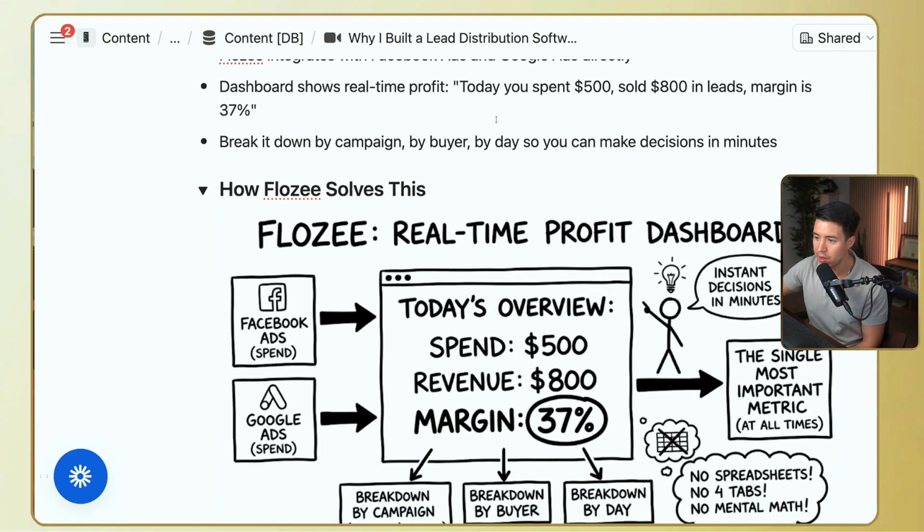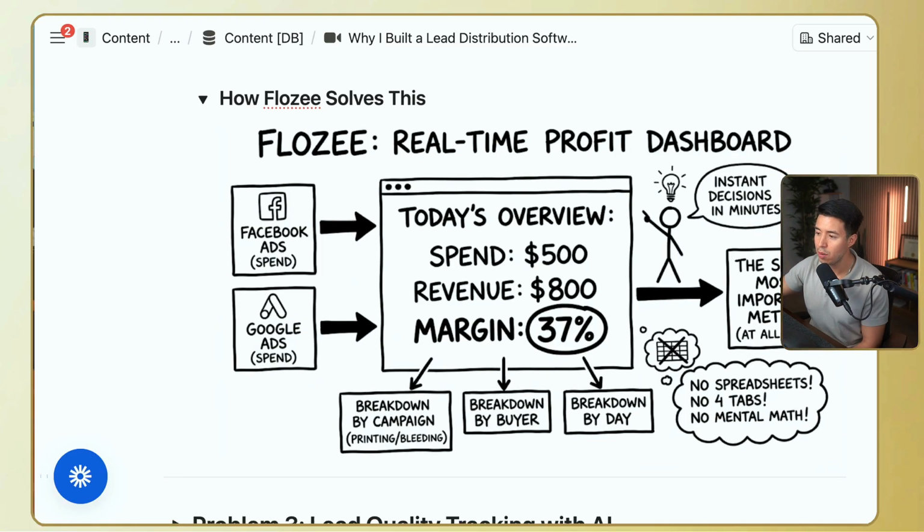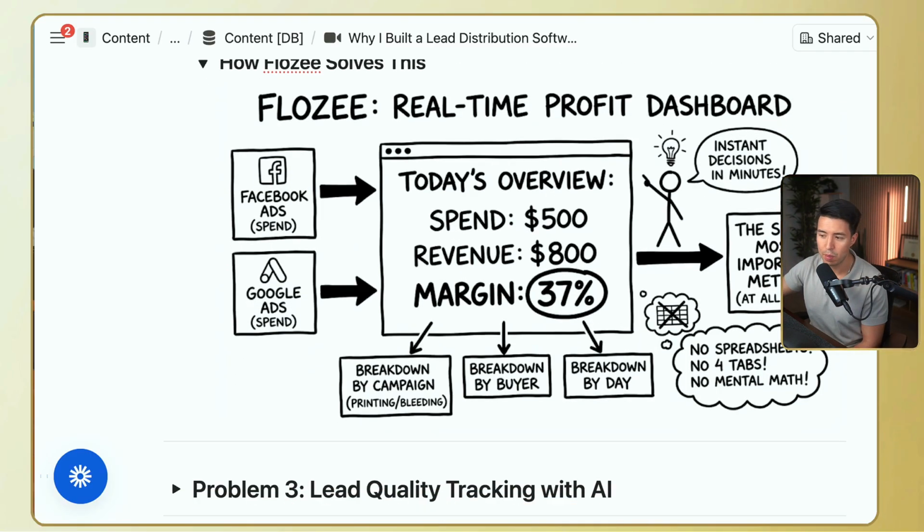So with Flowzy, you get a real-time profit dashboard: Facebook ads, Google ads, today's overview, right? Your spend, your revenue, your margins, broken down by campaign, by buyer, by day. You can make instant decisions in minutes, and it's the single most important metric at all times, right? No spreadsheet, no lag time. You don't have to deal with manually updating a spreadsheet or doing math in your head.